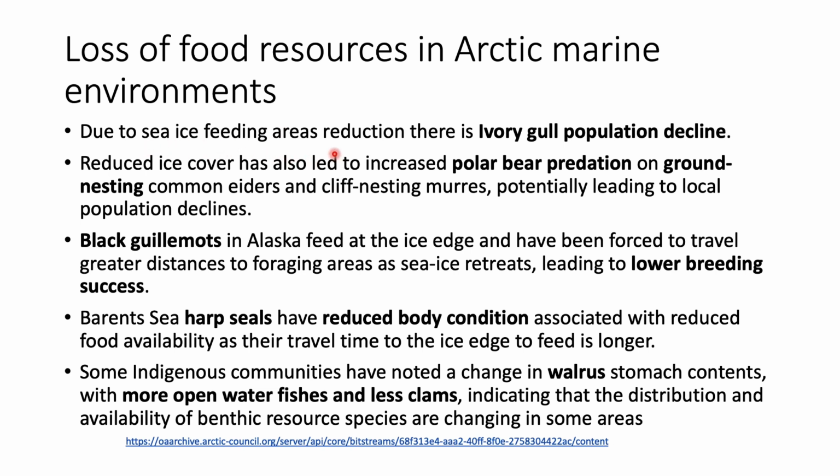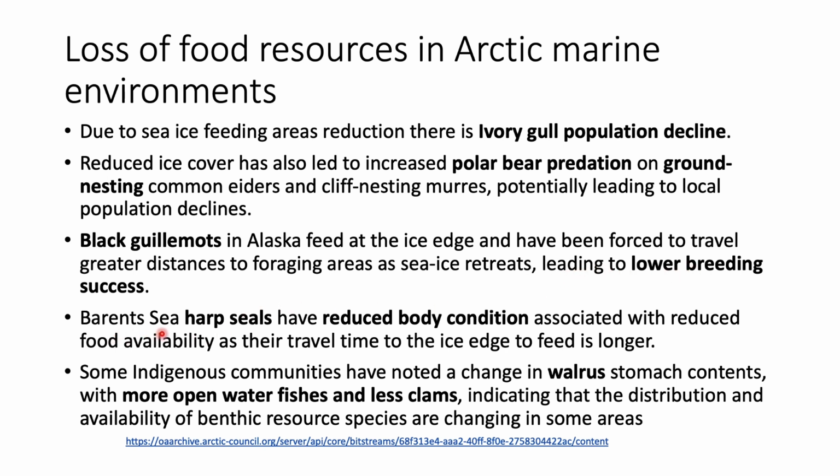Due to the reduction of sea ice feeding areas, there is an ivory gull population decline. So this is a major change that is happening to marine biodiversity. The reduced ice cover has also led to increased polar bear predation on ground nesting common eiders and cliff nesting murres, potentially leading to local population decline. And also black guillemots in Alaska feed at the ice edge and have been forced to travel greater distances to foraging areas as sea ice retreats, leading to lower breeding success.